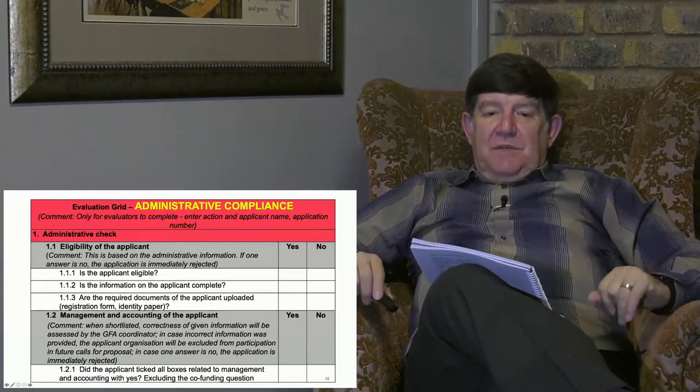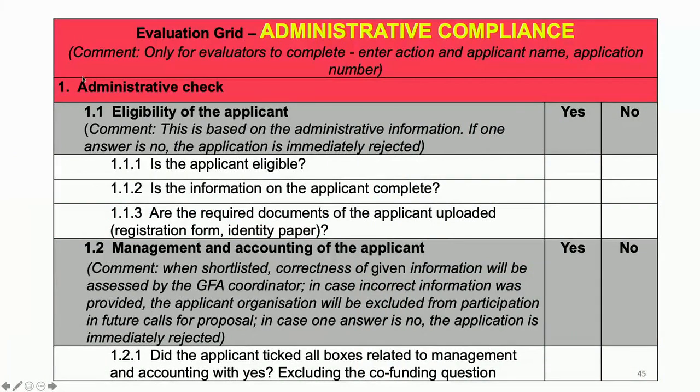Paragraph 1, administrative compliance. Eligibility of the applicant. You'll see on the right-hand side, there are only 2 options. It's a yes or a no. If you look at the bottom of that sheet, you'll see if there's 1 no, it's not considered administratively compliant. So you need to very carefully work through this administrative compliance list once you've completed your proposal and make sure that you meet all of these criteria.